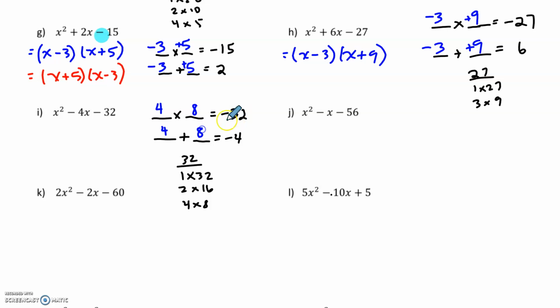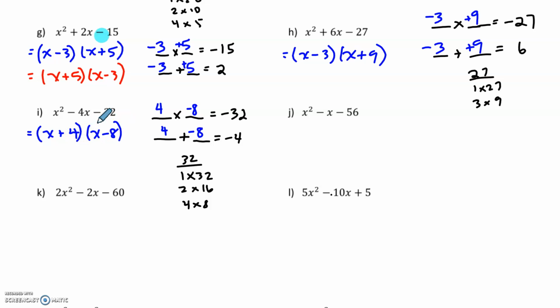Because my C value is negative, I need 1 to be negative, 1 to be positive. This time my B value is negative. If my B value is negative, we want the higher number to be negative. So whatever the sign of the B value, it goes to the higher number. And that means my 4 is positive, and 4 plus negative 8 gives me a negative 4. So I know I'm correct. Whatever the signs are down here, then that is the sign up here. And 4 times negative 8 is a negative 32. Okay, so we'll put it in our brackets, x plus 4 times x minus 8.